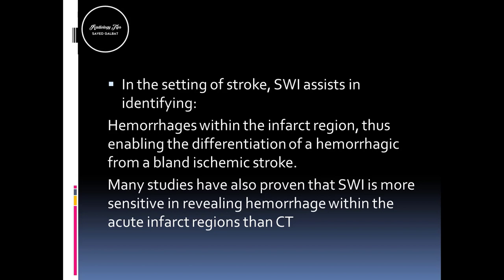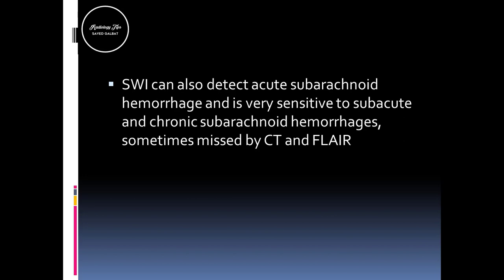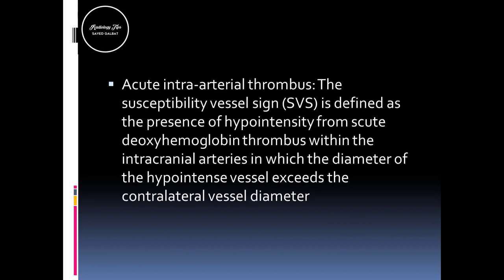Many studies have also proven that SWI is more sensitive in revealing hemorrhage within the acute infarct regions than CT. SWI also can detect acute subarachnoid hemorrhage and is very sensitive to acute and chronic subarachnoid hemorrhages, sometimes missed by CT and FLAIR. Acute intraarterial thrombus: the susceptibility vessel sign is defined as the presence of hypointensity from subacute deoxygenated hemoglobin or deoxyhemoglobin thrombus within intracranial arteries, in which the diameter of the hypointense vessel exceeds the contralateral vessel diameter.